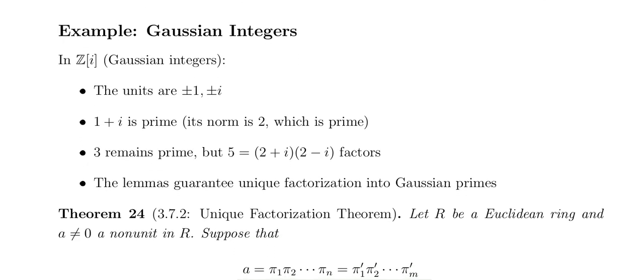So the Gaussian integers: the units are plus or minus 1, plus or minus i. 1 plus i is a prime, since its norm is 2, and 3 remains a prime. That is, 5 equals (2 plus i) into (2 minus i), which is a factorization.